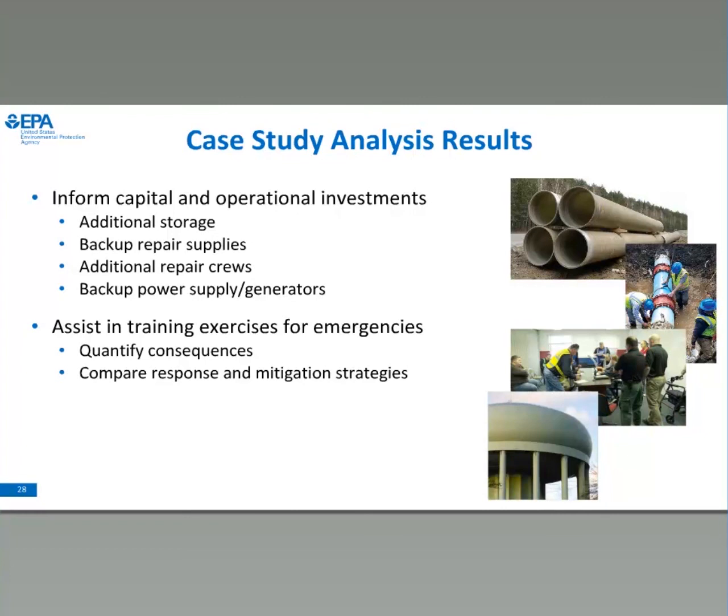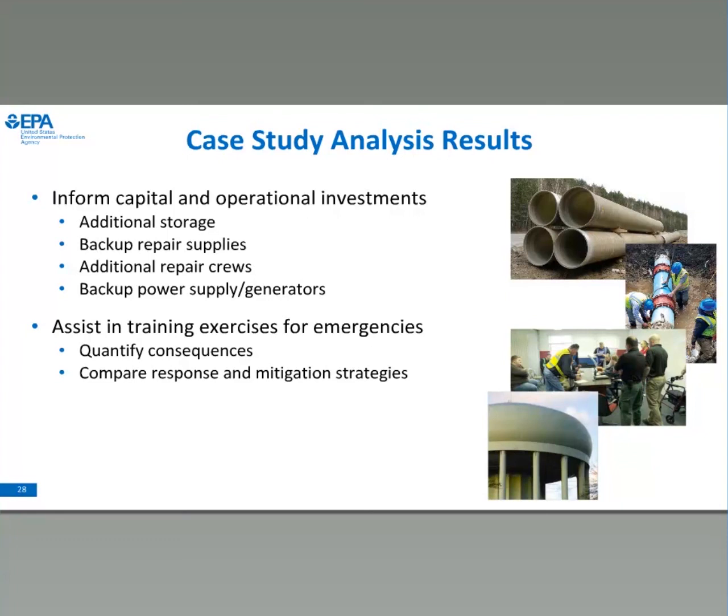Water utilities can use the case study analysis results to help inform capital and operational investments, whether to invest in additional storage capabilities, or maybe having backup repair supplies for different tanks and pumps. We also might want to look at additional repair crews, for example, if they had 2 crews versus 3, what would be the benefit of having that? They also can look at locations where they might want to have backup power supplies or generators. So they can use this information to go back to their board and ask for additional investments in their utility.